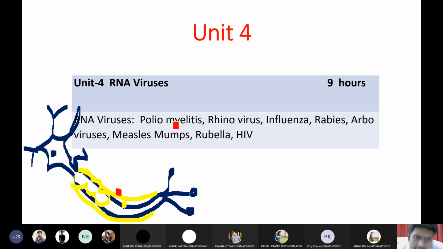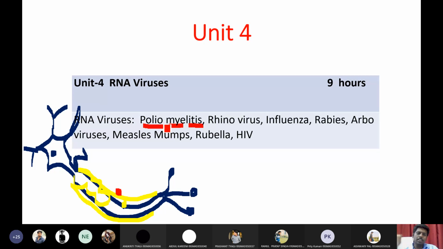Why is it called poliomyelitis? Because polio is the virus name, and myelitis: myelin sheath, itis, inflammation. Poliovirus-mediated myelin sheath inflammation. That is why this disease is called poliomyelitis. This is the meaning of poliomyelitis. So here the virus will attack the myelin sheath of the neuron, resulting in inflammation of the myelin sheath of the neuron, called poliomyelitis. That ultimately results in permanent paralysis to the patients.